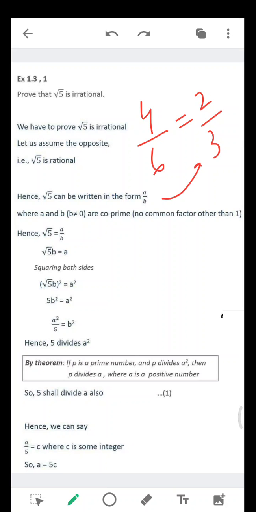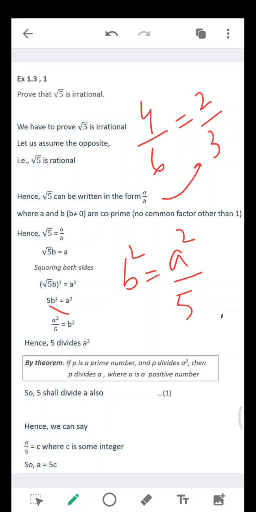Now let's continue. I'll write root 5 is equal to a by b, and if I cross multiply b here, it becomes root 5 into b is equal to a. Then squaring on both sides to remove the square root, I'll get (root 5 b) whole square is equal to a square. So the square and root get cancelled for 5, and 5 b square is equal to a square, and this 5 I take in the denominator. So this becomes b square is equal to a square by 5.